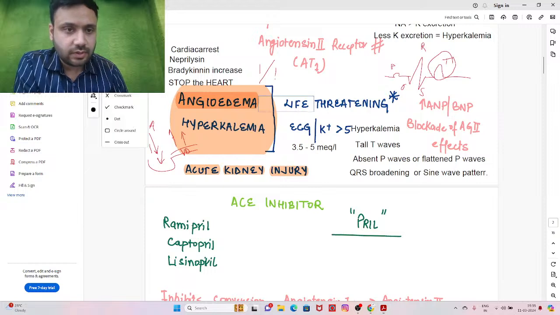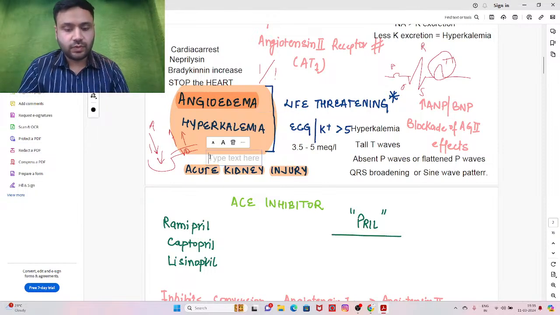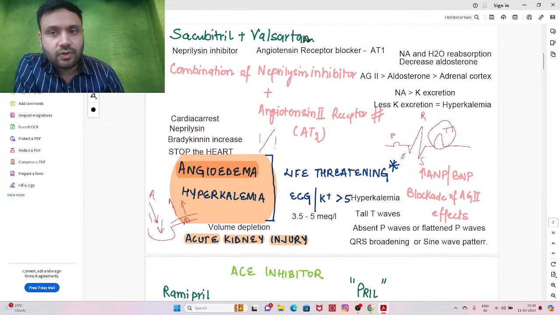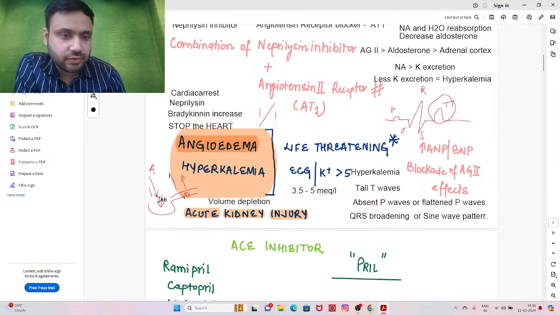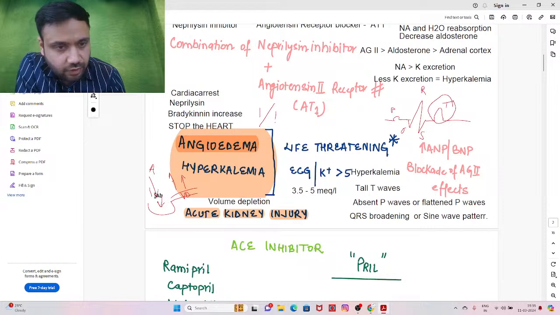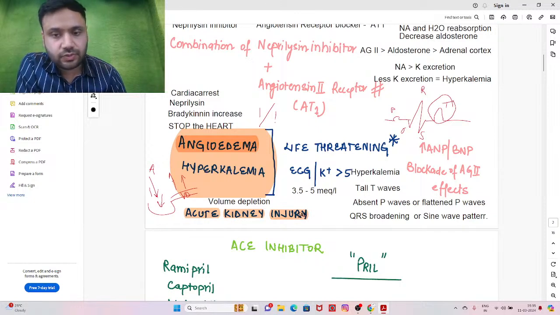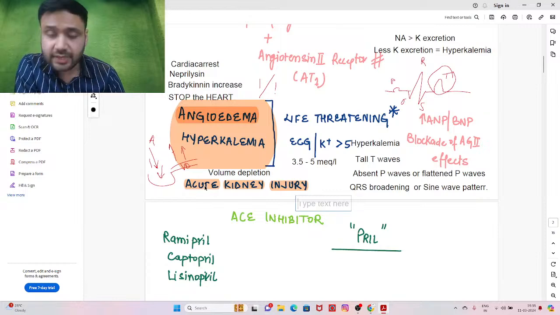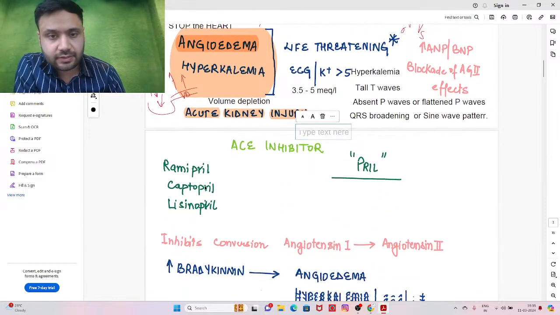What are those conditions? Let me mention. The first condition would be volume depletion. The volume depletion would decrease the afferent arteriolar flow and the glomerular pressure would already be low, and if you give valsartan or anything that blocks the effect of angiotensin 2, the glomerular pressure will fall, and the patient will land in acute kidney injury. Right? There is an important contraindication to ACE inhibitors and ARBs. We'll discuss it in the next slide.